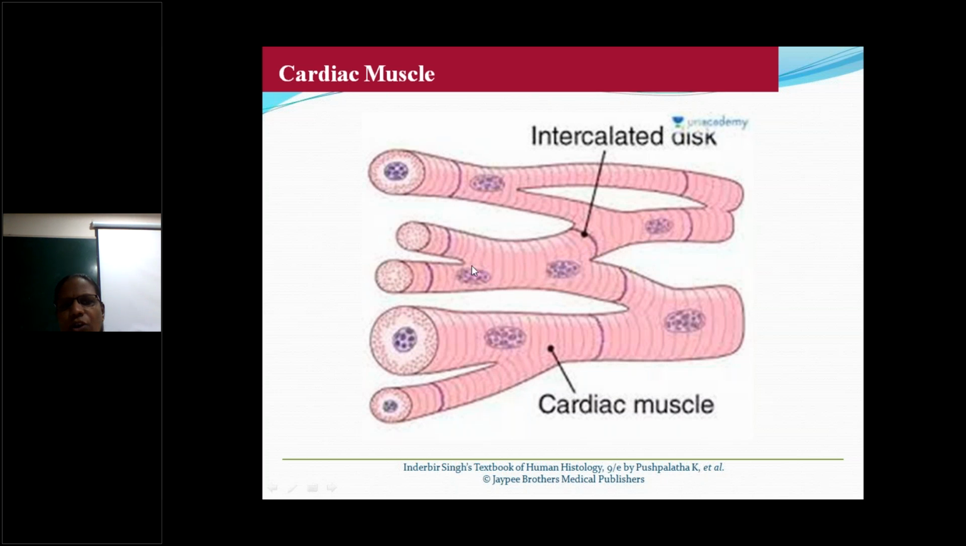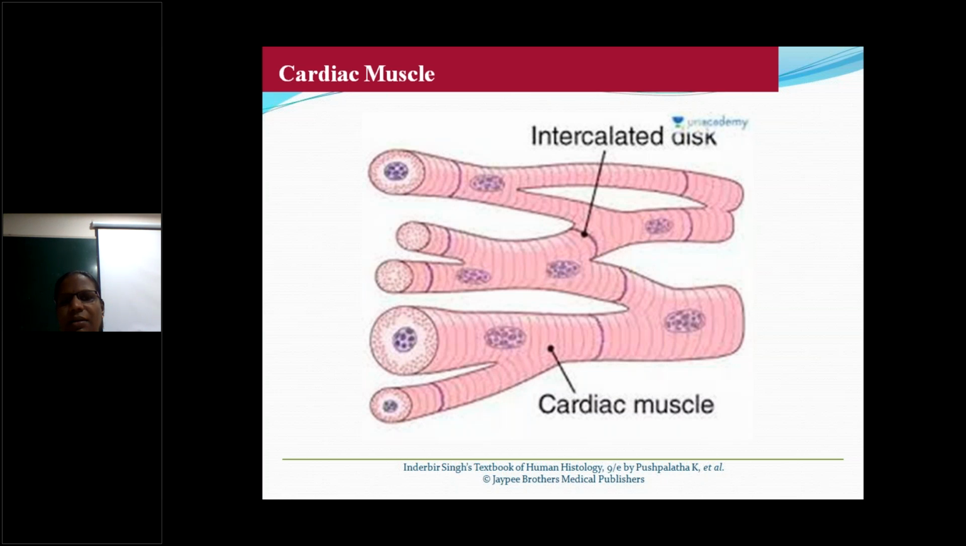Here you are able to see enlarged oval shaped nucleus in the center, and you are able to see branching and anastomosing is present in the cardiac muscle. Skeletal muscle does not contain branching and anastomosing. Cardiac muscle contains branching and anastomosing. Nucleus is centrally placed, enlarged oval shaped nucleus. Here also you are able to see striations are present, but not so clear as that of the skeletal muscle fiber. Here you are able to see somewhat far apart appearance of the actin and myosin filaments.